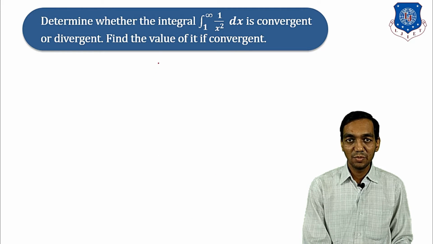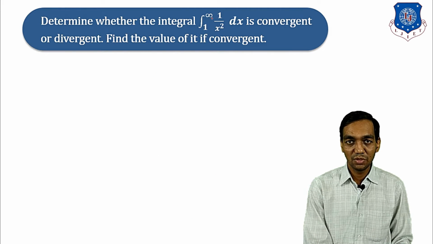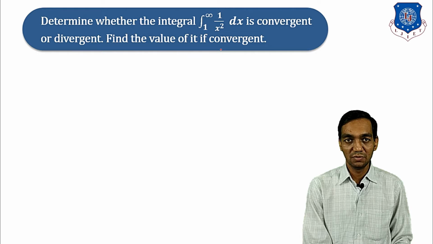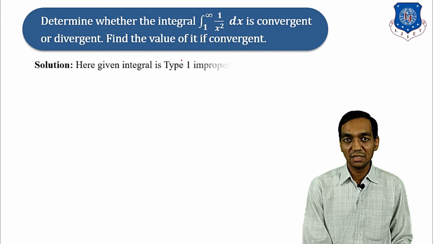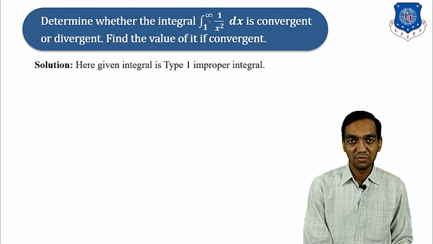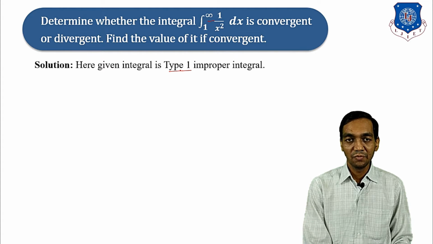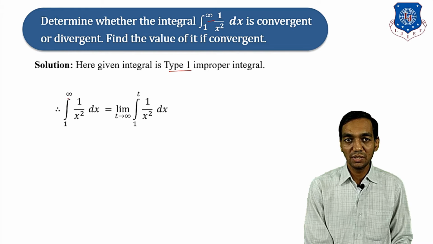In the same manner, second is: determine whether the integration from 1 to infinity of 1 upon x square dx is convergent or divergent. Find the value if it is convergent. So we are starting with the integral. Since the limit is infinite and 1 upon x square is continuous everywhere between 1 to infinity, it is a type 1 improper integral, correct? So what we are going to do is replace infinity by some variable t, and we are applying that limit t tends to infinity.